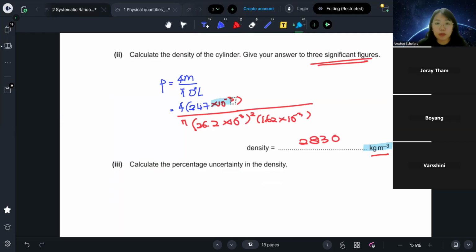If you make a mistake for this question, I suggest you use your highlighter, highlight this one. Remember to convert it into the unit, okay? Gram to kg, mm to m. Okay, calculate for the percentage of uncertainty. 2830, yes, dear.